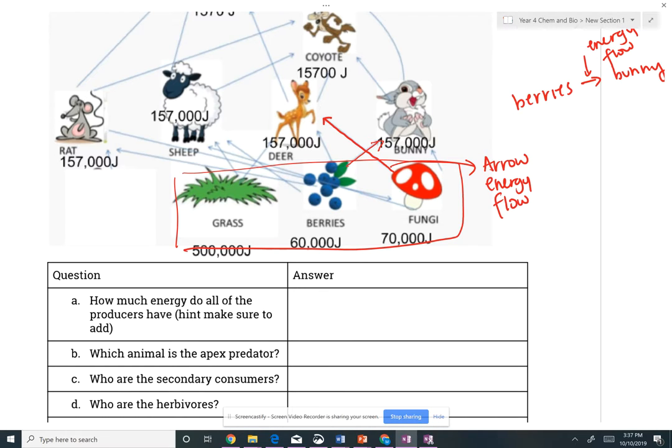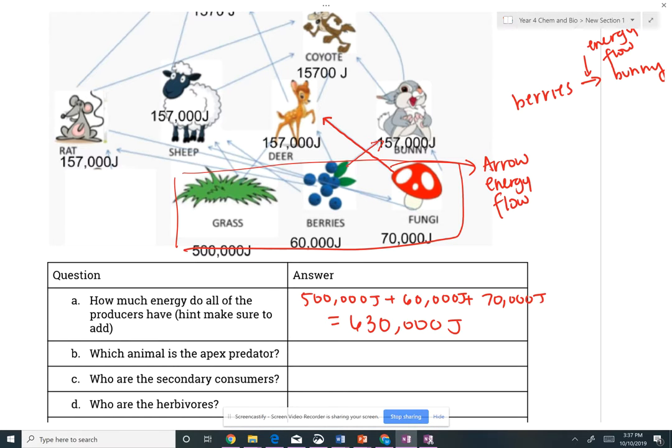So in order to do that, I'm going to add. I add 500,000 plus 60,000 plus 70,000. And if I add all of those numbers together, let me double check that real quick. I get this number by adding it, so I want to make sure that I'm adding all of those guys.